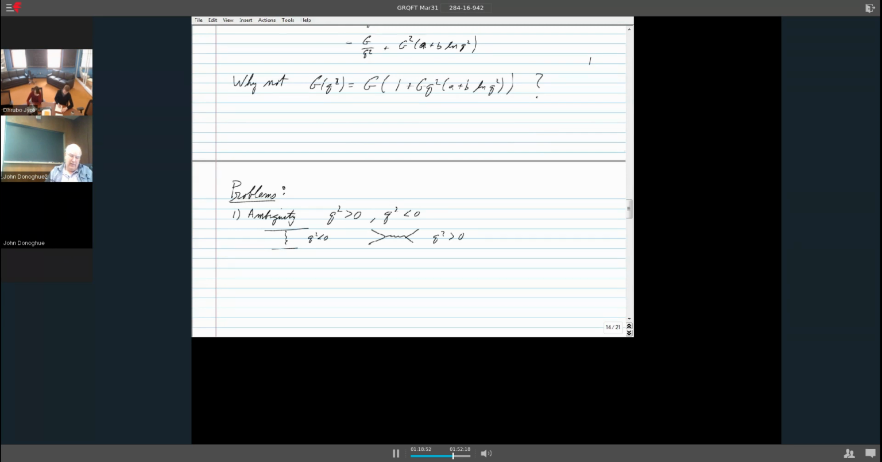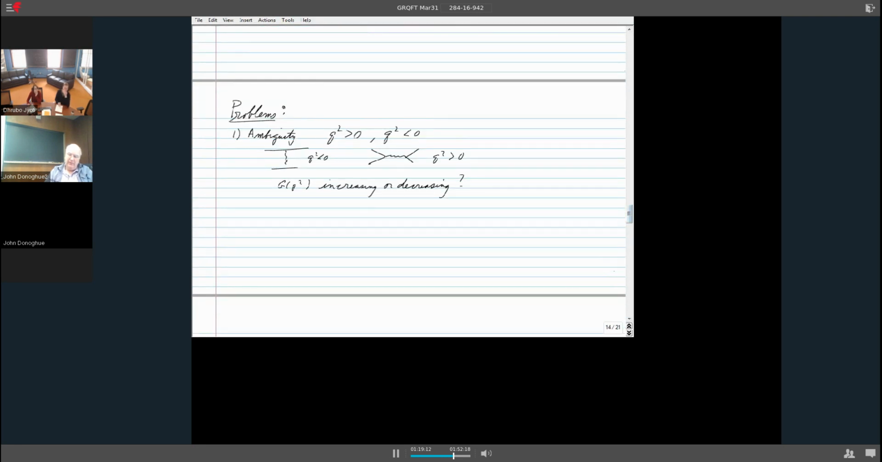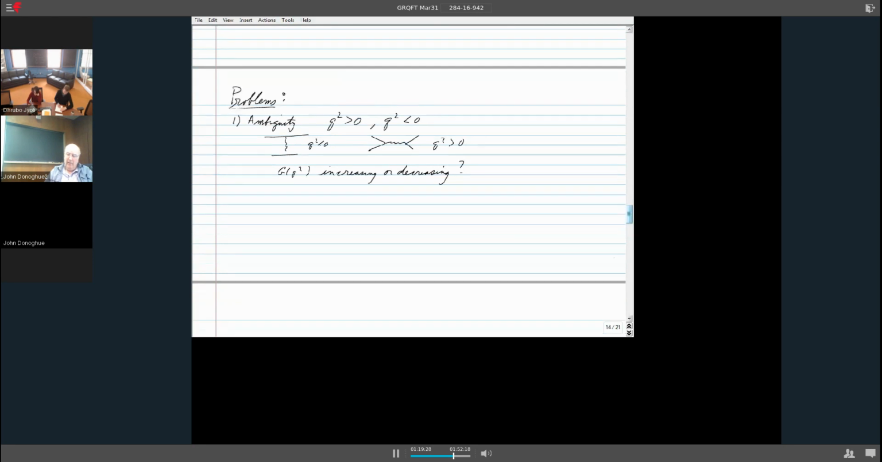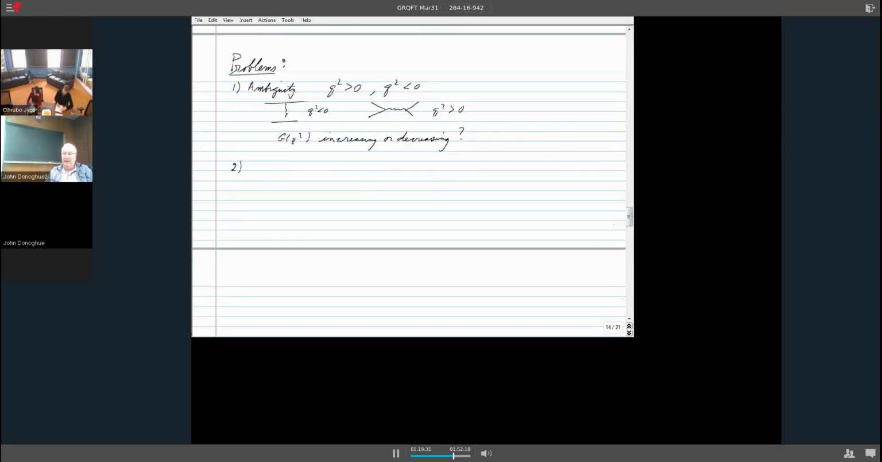Well, the attempt might be to say, why not define G of Q squared as G times 1 plus G Q squared times A plus B log Q squared. Okay, some collection like that. So why not? There's a type of running coupling constant that you could maybe get behind.